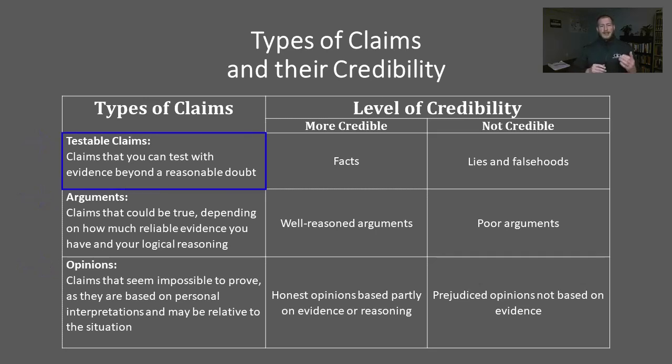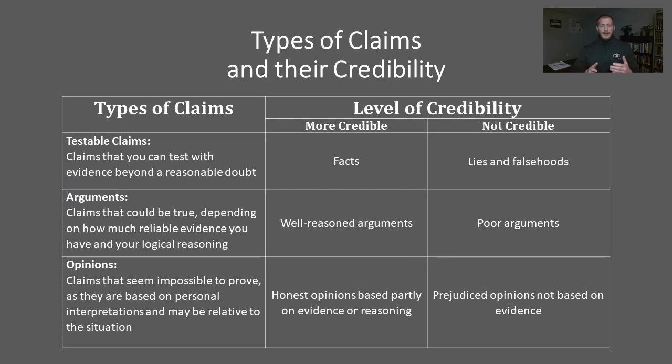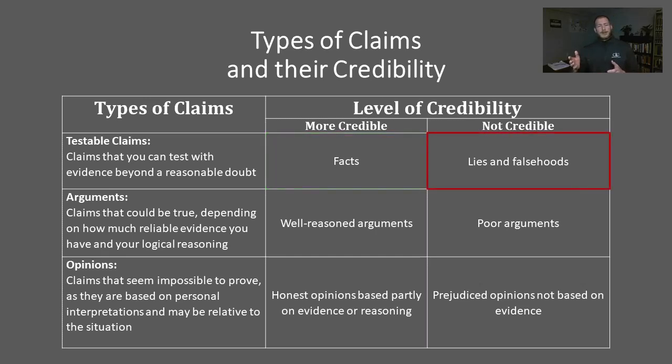A testable claim is basically a claim that you can test with evidence beyond a reasonable doubt, and that's how you know if something is a fact or just a lie. So if you can show people evidence why something is true, so that basically all reasonable people would agree that it is true, then as a society we consider it to be a fact. A fact is a claim that does not require much interpretation, and it is basically self-evident to all reasonable people looking at a situation. On the other hand, if the evidence shows beyond a reasonable doubt that a claim is not true, then we consider it either a lie or some kind of falsehood.